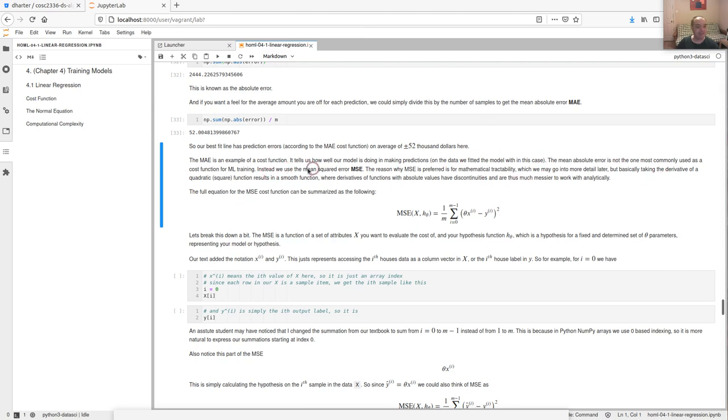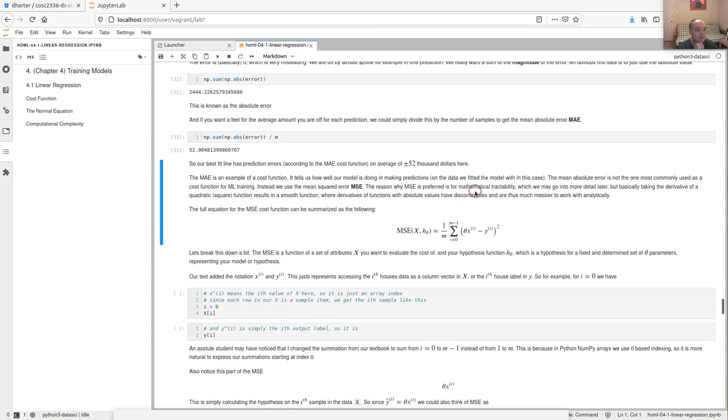But actually, the mean absolute error isn't the one that's used most for linear regression, and as a cost function in general for lots of machine learning. Instead, we normally use the mean squared error, okay? The reason why the mean squared error is preferred is for a couple of different reasons. Just real quickly, the absolute value is a function that's not differentiable everywhere, so you can't really take the derivative of it. Later on, when we want to find the gradients of our cost function in order to do something like gradient descent, it's a lot tougher to work with an absolute value.